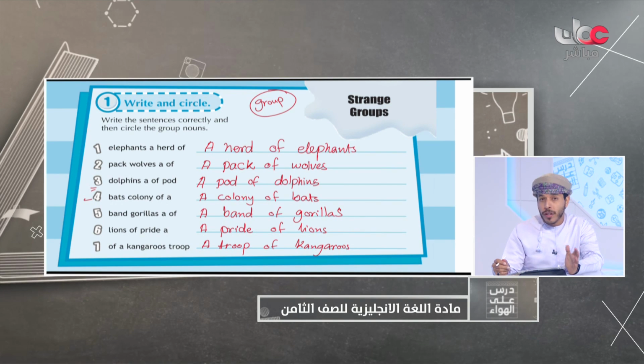group nouns for different animals. So for elephants, we can call them a herd of elephants. For wolves, a pack of wolves. For dolphins, a pod of dolphins. For bats, a colony of bats. And for gorillas, a band of gorillas. And number 6, lions, we call them a pride of lions. And for kangaroos, a troop of kangaroos.